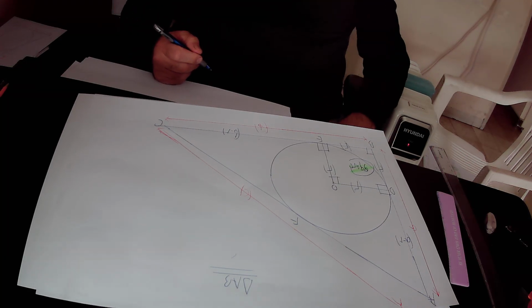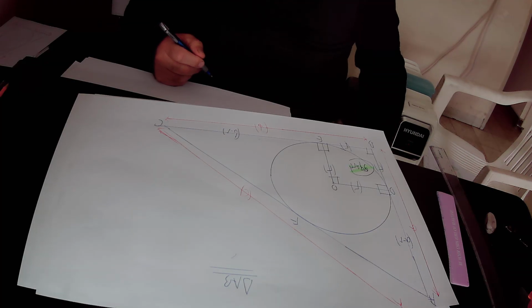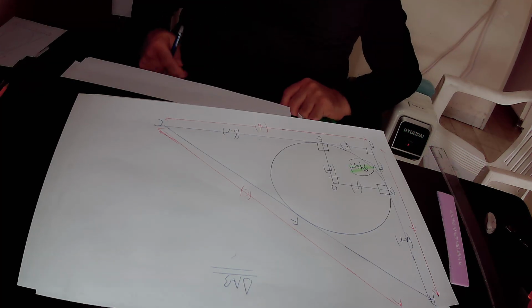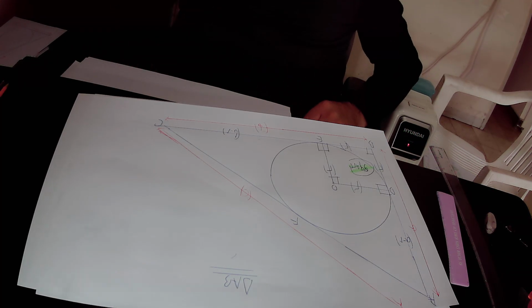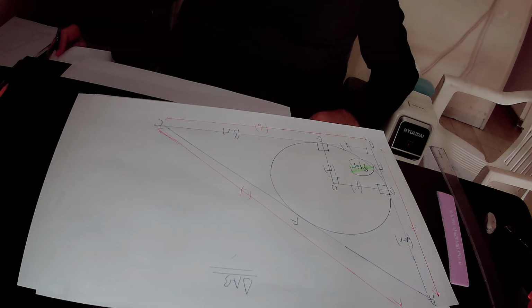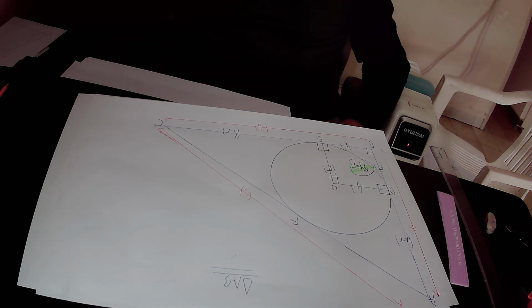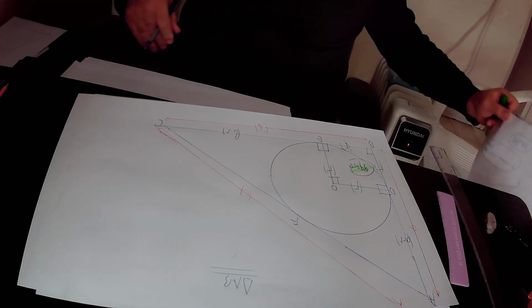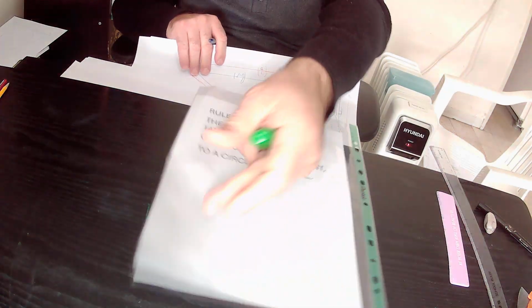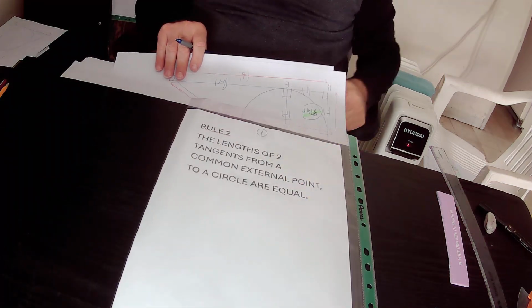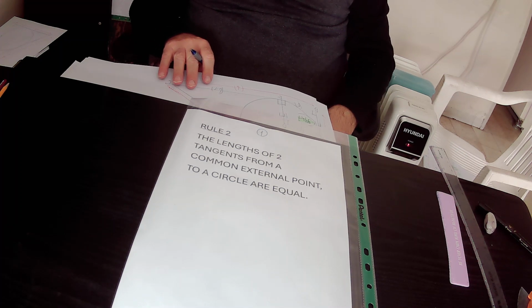In the next step, we will implement rule 2 in our drawing. So a quick picture on rule 2. According to rule 2, the lengths of two tangents from a common external point to a circle are equal.